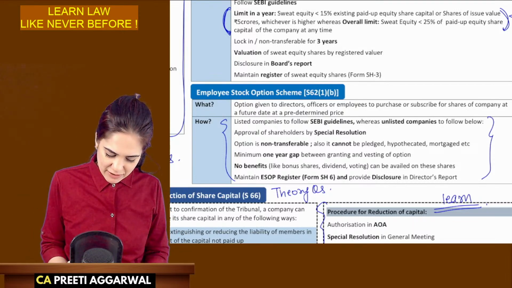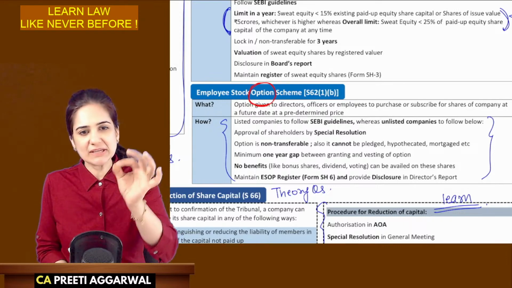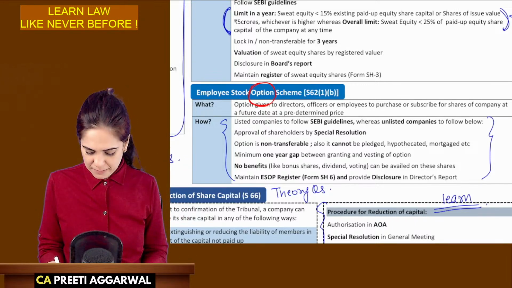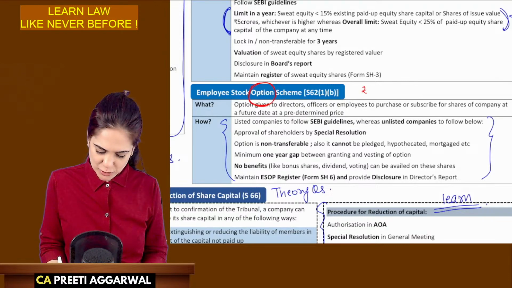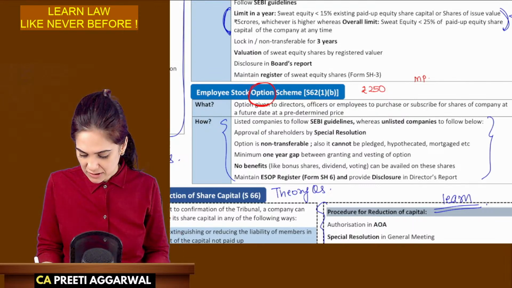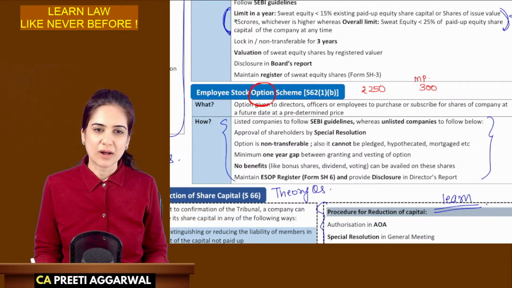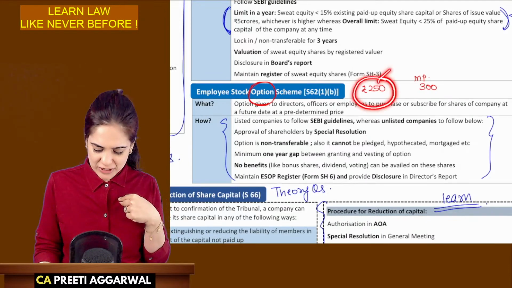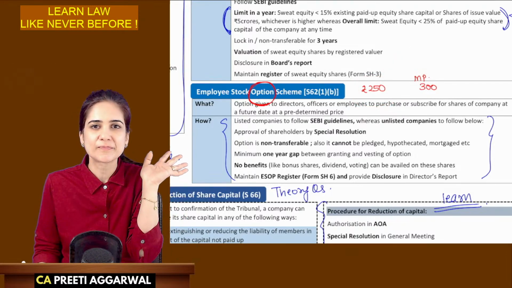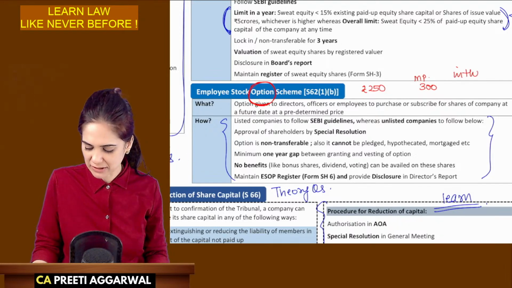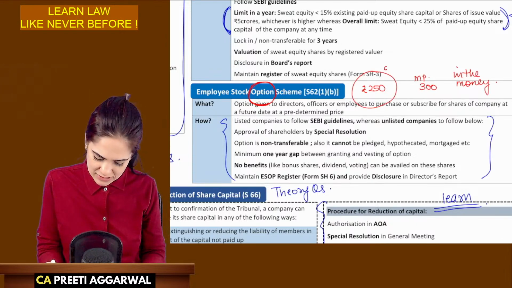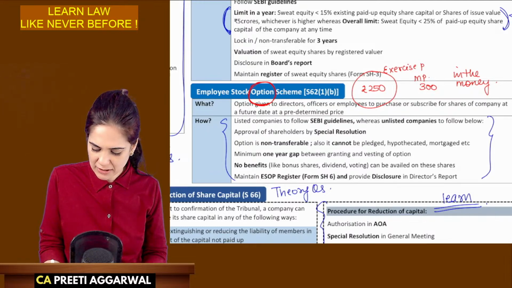So employees have an option to purchase the shares at a predetermined price. Now, if the price at which they can purchase the share is, let's say, 250, and the market price is 300 rupees, wow, I get to buy the shares at 250. I can go and sell it in the market for 300, thus earning a cool profit of 50 rupees. This is known as in the money. In the money means it is beneficial for me to exercise the option. This is known as exercise price. Exercise price means the price at which I can purchase the share.